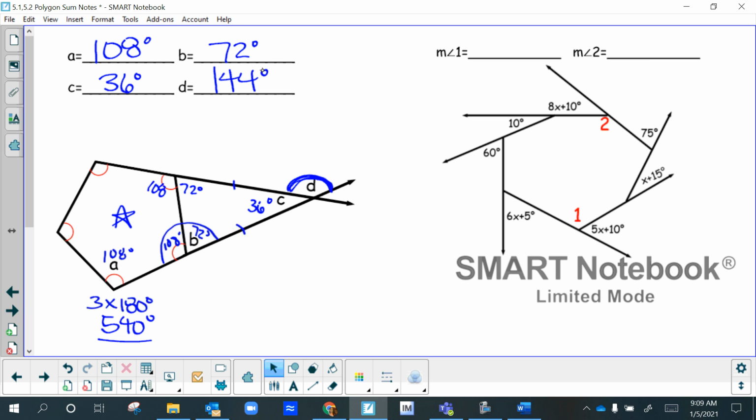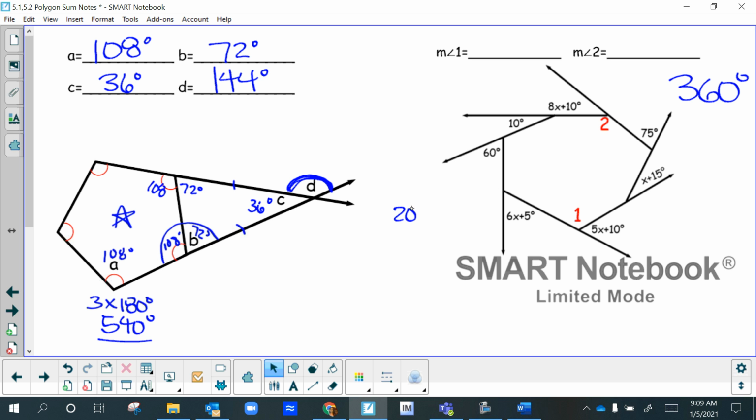Okay, this one over here, I'm going to solve for angle 1 and angle 2, and all that is given is a set of exterior angles. So what is the sum of exterior angles? 360. Remember, that's the easy one. So you want to add all of that up and set it equal to 360. So I'm going to add all the x's first in my head. I have 8x and 6x, 5x, and then 1x here. So 8 and 6 is 14, plus another 5 is 19, plus 1 is 20.